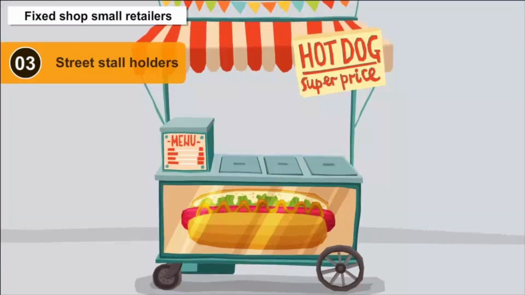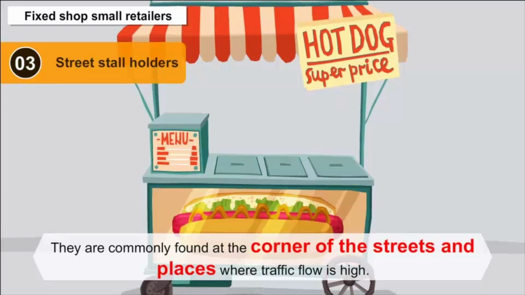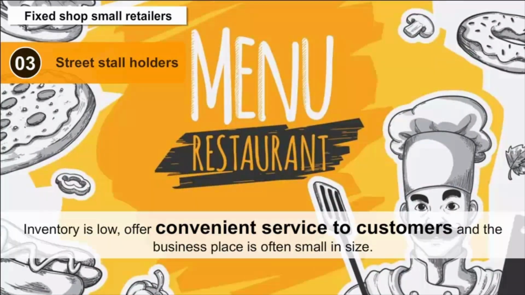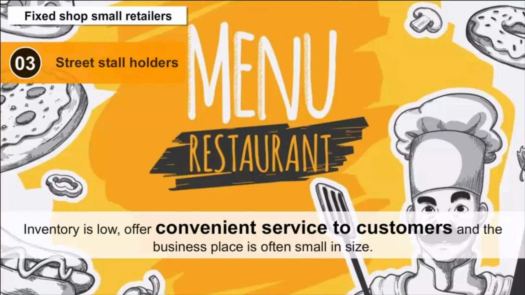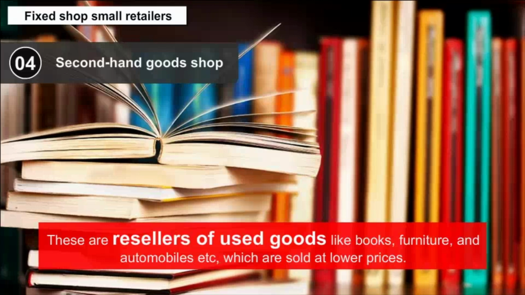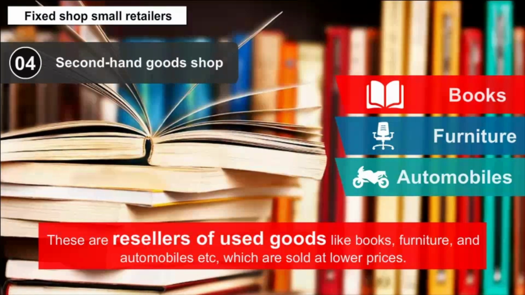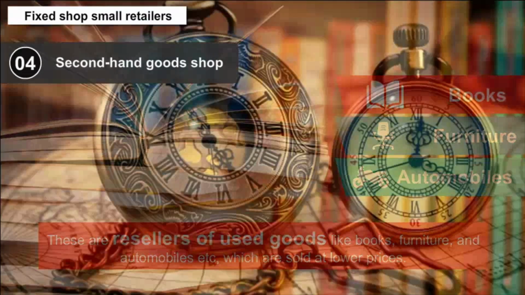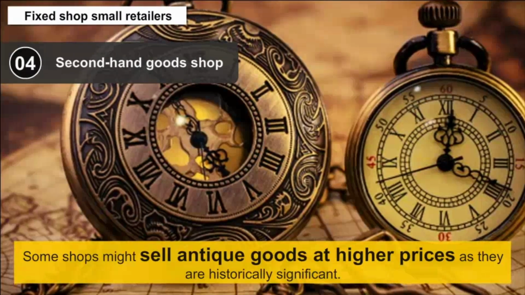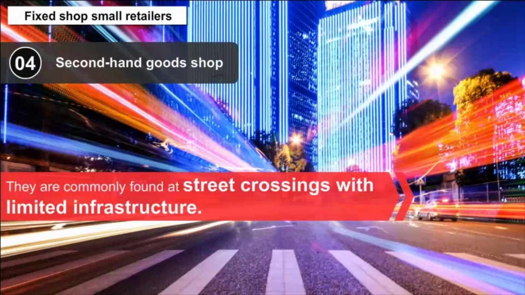Street stall holders. They are commonly found at the corner of the streets and places where traffic flow is high. Inventory is low, they offer convenient service to customers, and the business place is often small in size. Second-hand goods shop. These are resellers of used goods like books, furniture, and automobiles, etc., which are sold at lower prices. Some shops might sell antique goods at higher prices as they are historically significant. They are commonly found at street crossings with limited infrastructure.